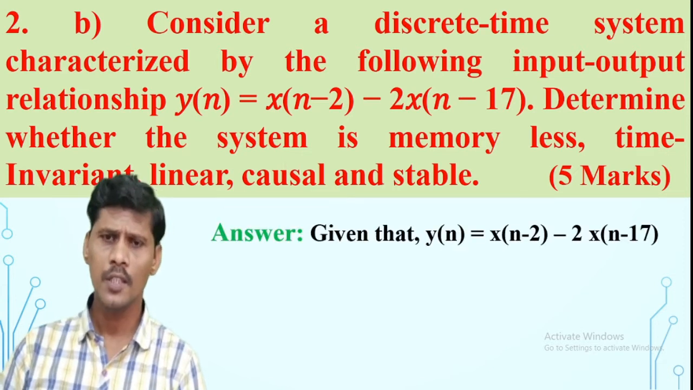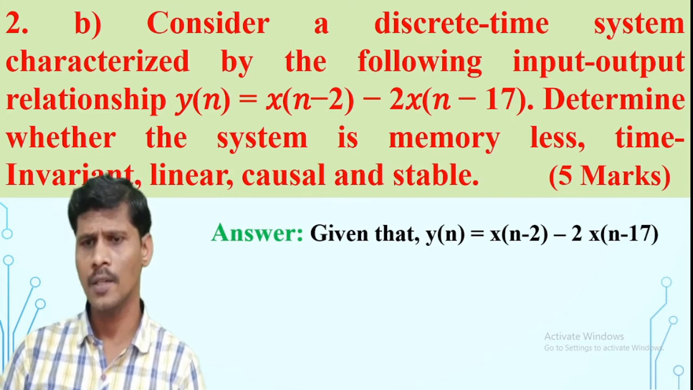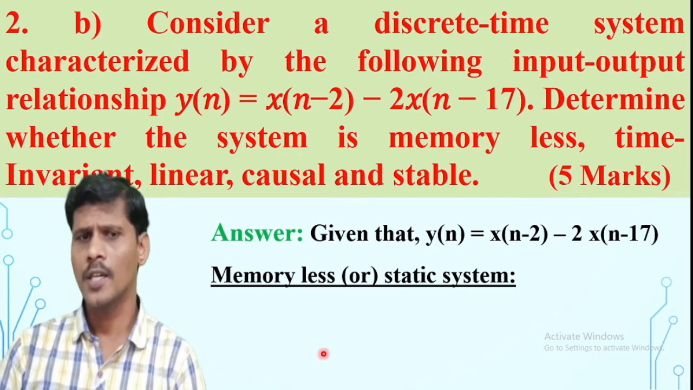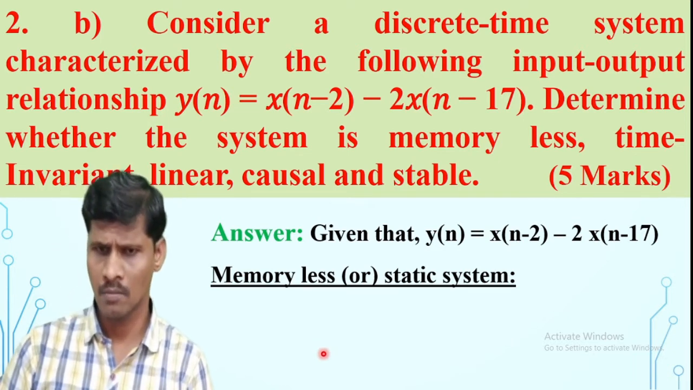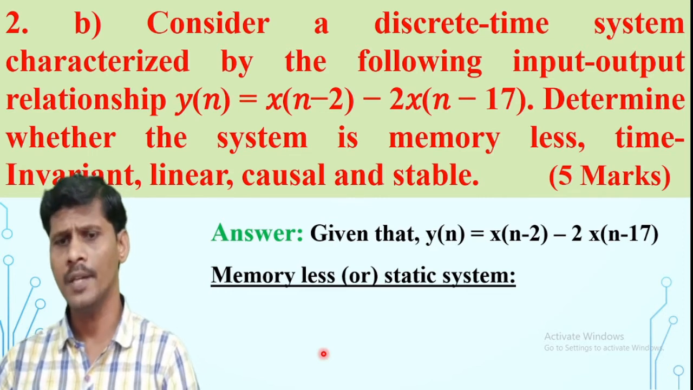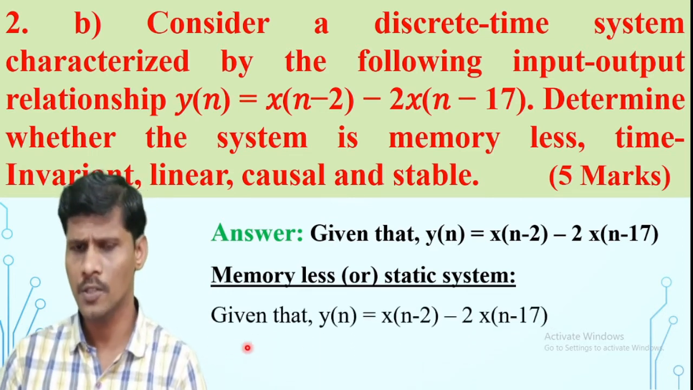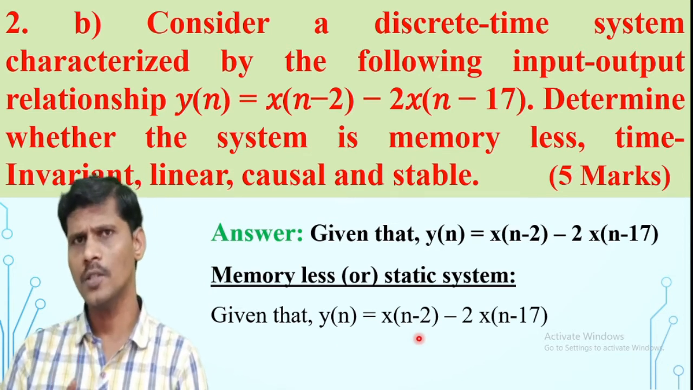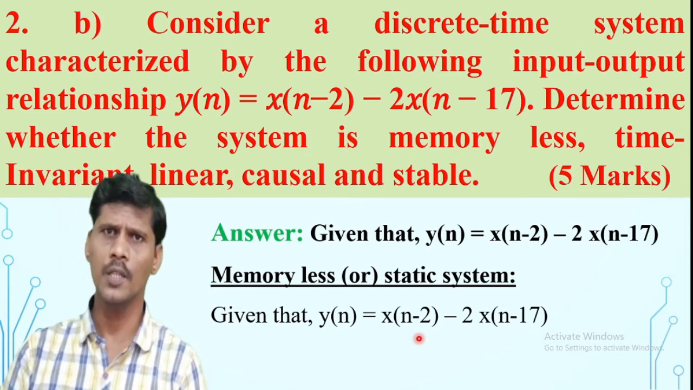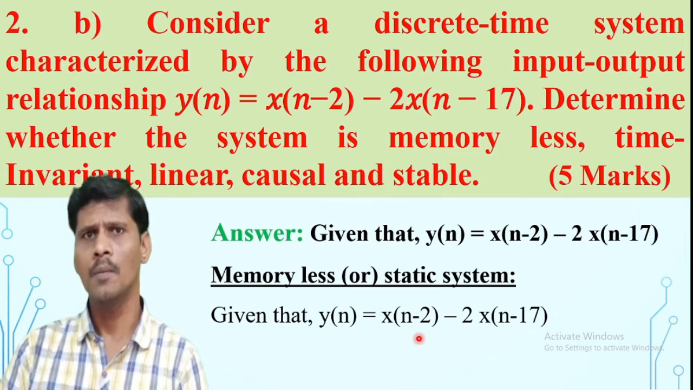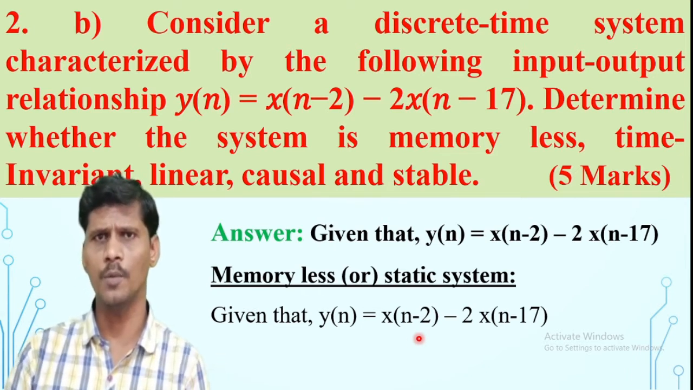So given the difference equation, first check if the given system is a static system or a dynamic system. A static system is also called a memoryless system. So what is the condition of the static system or the memoryless system? If the output of the system at any time depends only upon the present values of the input, but not upon past and future values of the input.